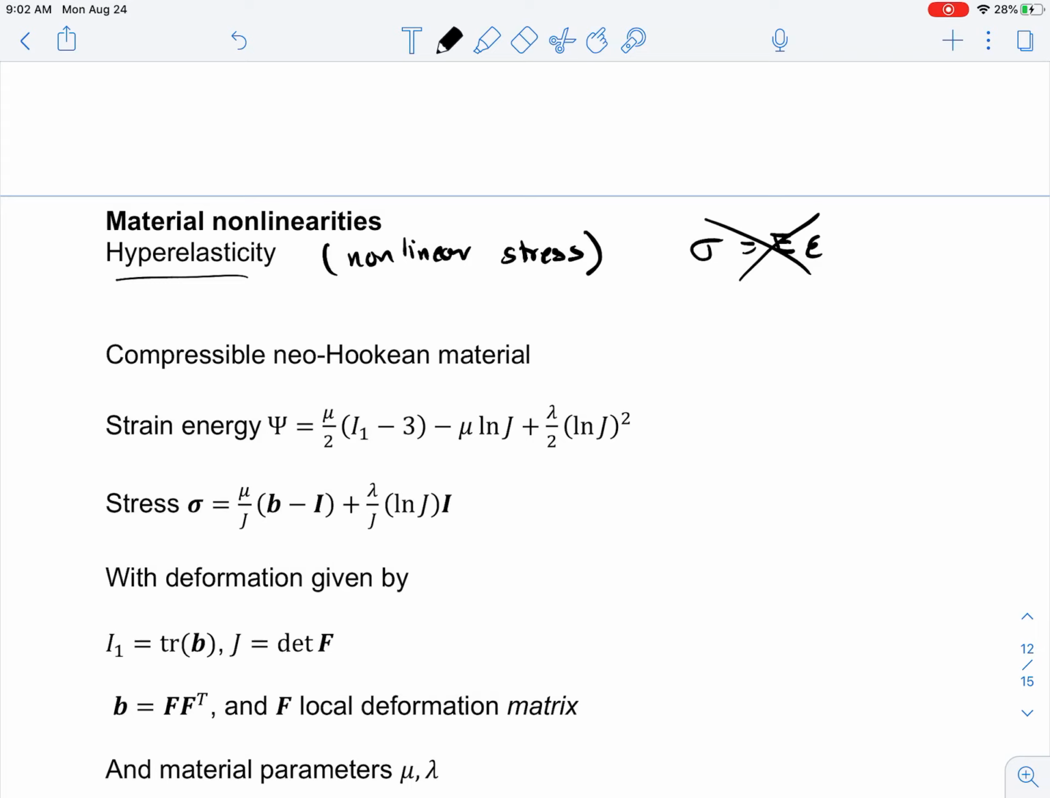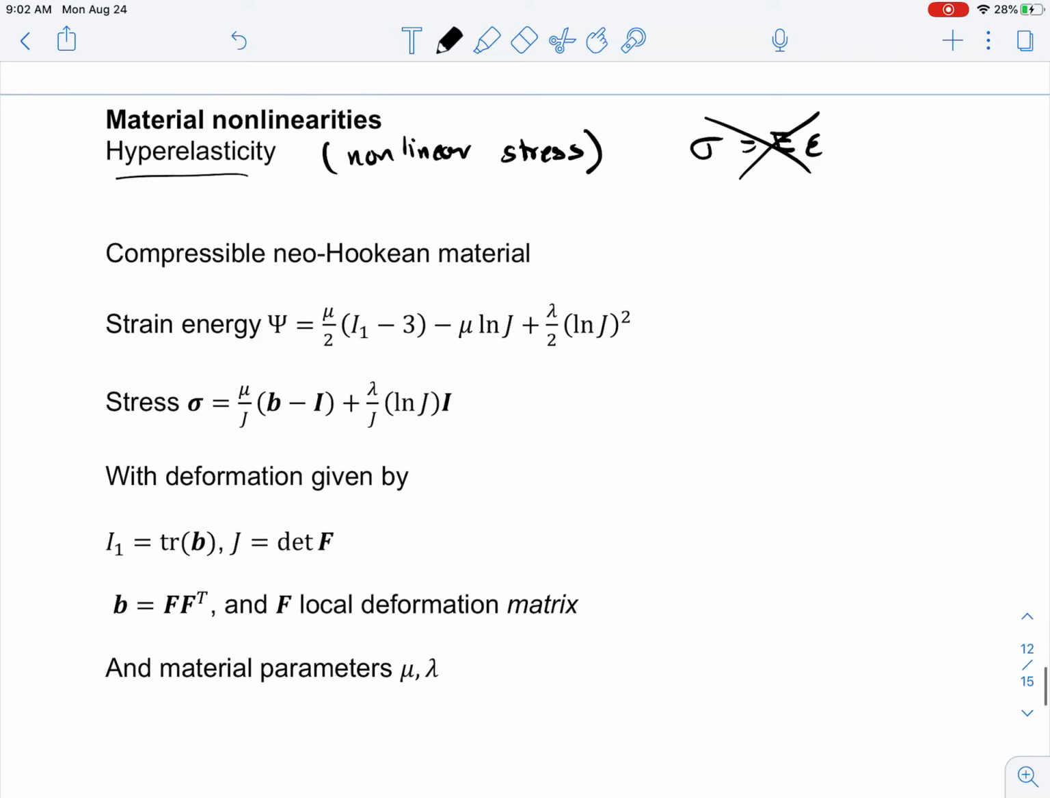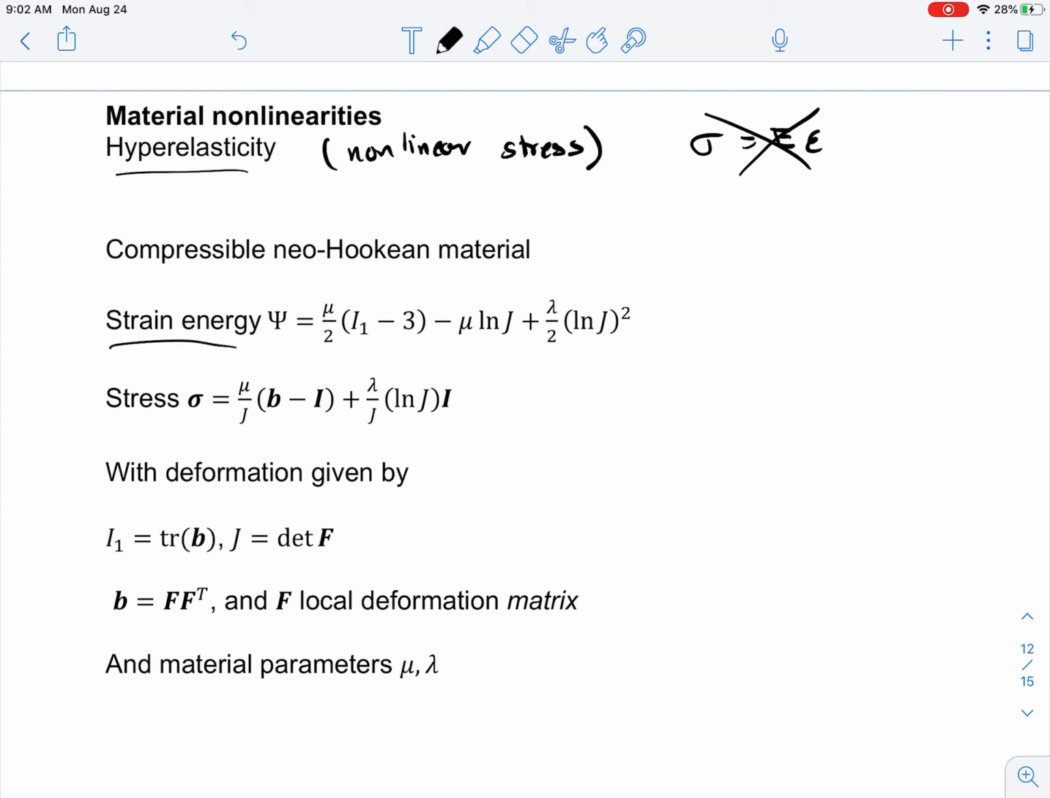But the framework that we're going to use is called hyperelasticity. And that requires that you define some strain energy function. So just take this for granted. This is called a Hookean material with parameters mu and lambda, which are called the Lamé parameters. And then it depends on these variables. The variables that go into the strain energy are this I1 and this J. These are related to the deformation. Mu and lambda are material parameters.